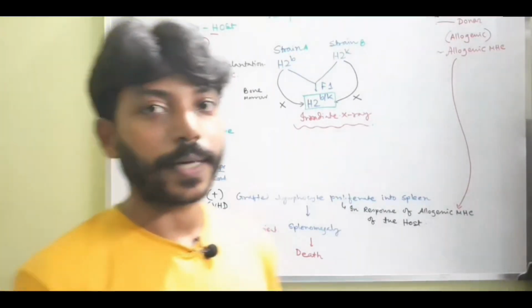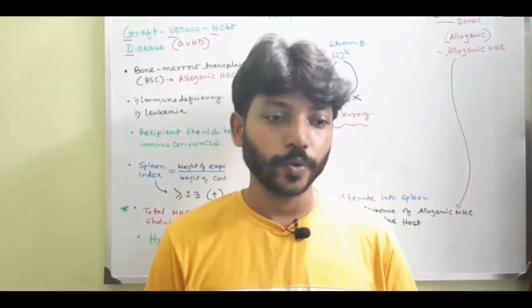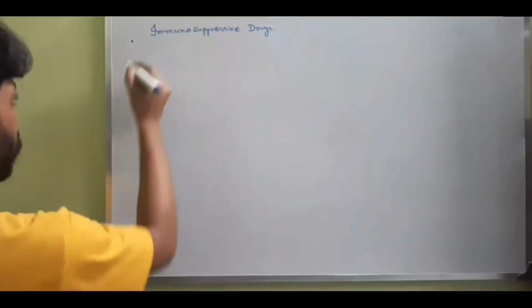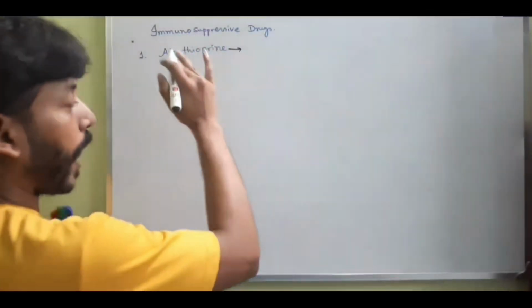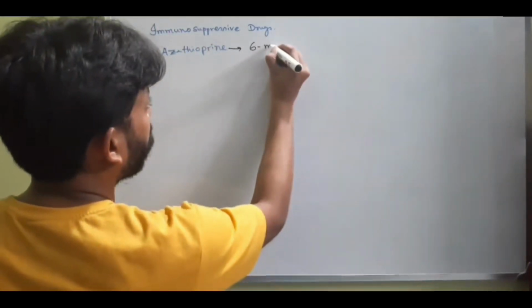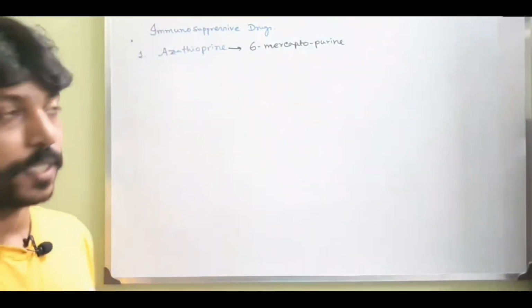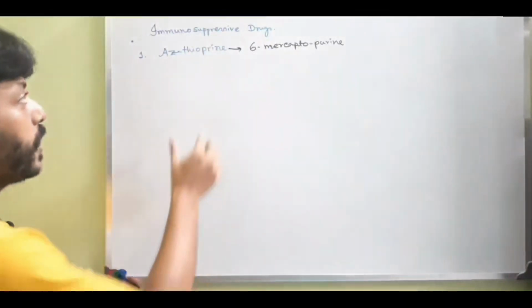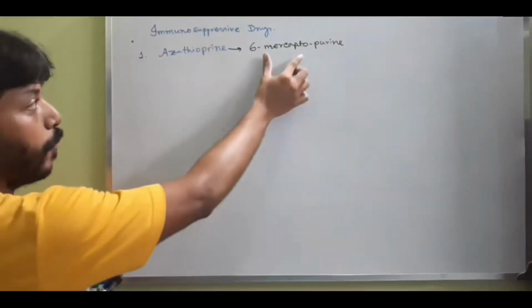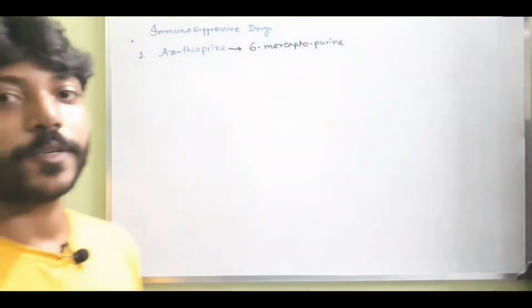Now I will show you some important immunosuppressive drugs that are used by doctors to prevent rejections. The first example is azathioprine. This drug is an analog of 6-mercaptopurine. This molecule has immunosuppressive activity and was discovered in 1957. But a few scientists found another analog of 6-mercaptopurine, called azathioprine, and they received the Nobel Prize.